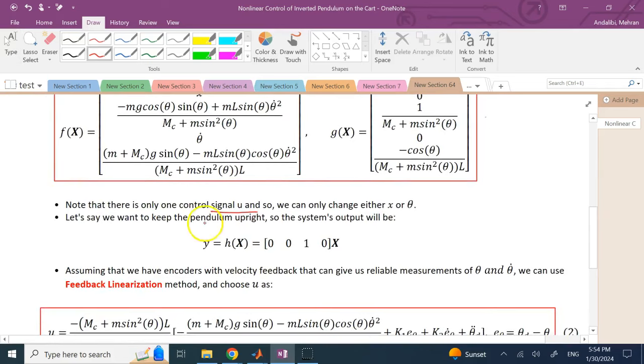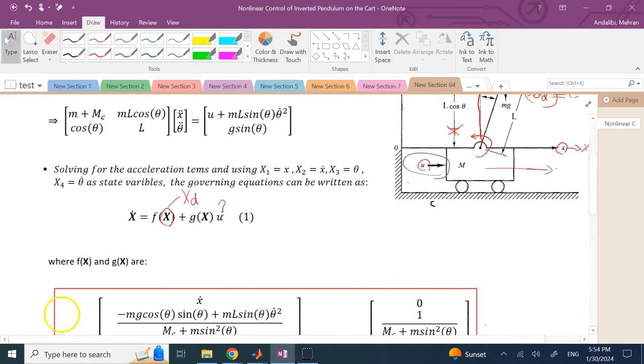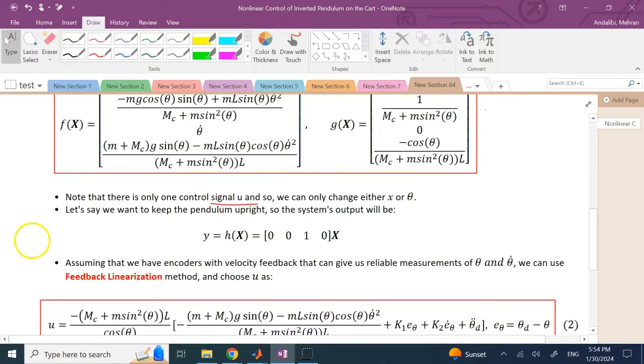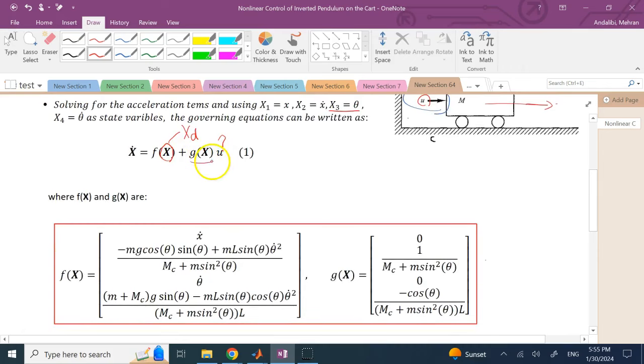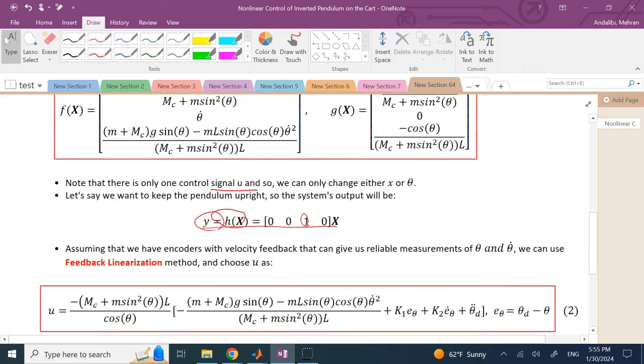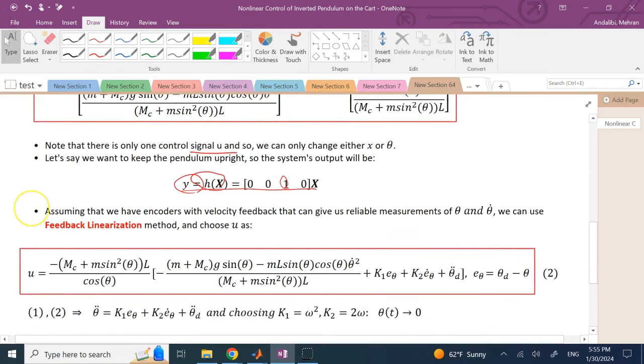So first, let's say we want to focus on theta. We care about theta, which in this case is x3. So the output of the system is really x3, as you can see, and you can call it h of x. So in general, this y could be even a nonlinear function of the state variables. In this case, it's linear, but not always. This h also, like f and g, which are nonlinear, can also be nonlinear, but in this case the only thing we care about is theta, so it's a linear combination of the states.